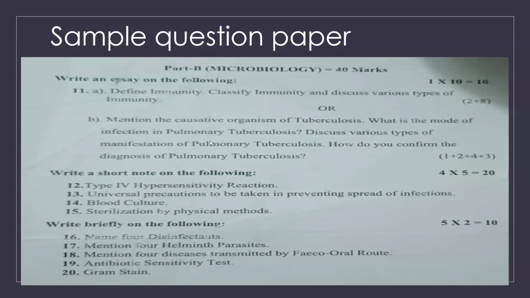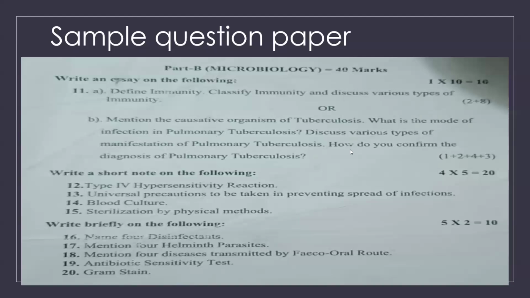And what is the mode of infection of pulmonary tuberculosis? Through the respiratory tract. You should write how the infection is transmitted from one person to another, how the patient will get the infection. For that, you will get 2 marks. Next, discuss various types of manifestations of pulmonary tuberculosis. You should explain primary tuberculosis and secondary tuberculosis, and what happens exactly in tuberculosis.